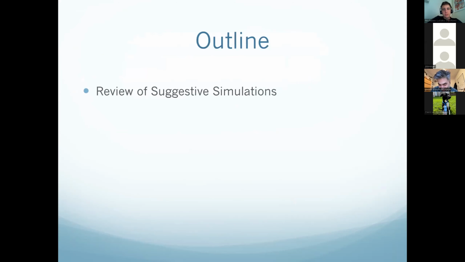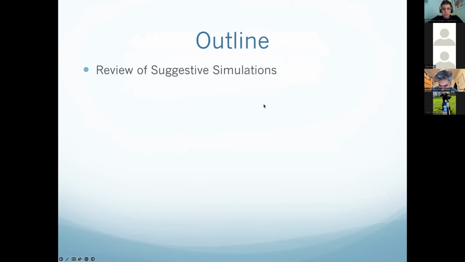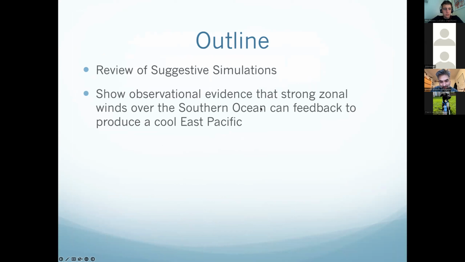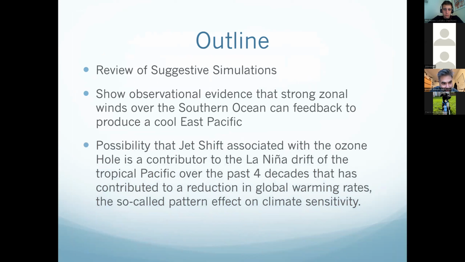Also, I'm not a postdoc at GFDL, but I was a graduate student there, so maybe I fit into this session somehow. So first, I'm going to review some of the suggestive simulations that prompted me to think about this. And then I'm going to show the observational evidence that strong zonal winds over the Southern Ocean can feed back to produce, first of all, a cold Southern Ocean, then a cooler East Pacific. And then suggest that there's a possibility that the jet shift associated with the ozone hole could have contributed to the La Nina drift that we've seen over the last decades. And then at the very end, if there's time, I'll show you some more recent observations that are very intriguing.